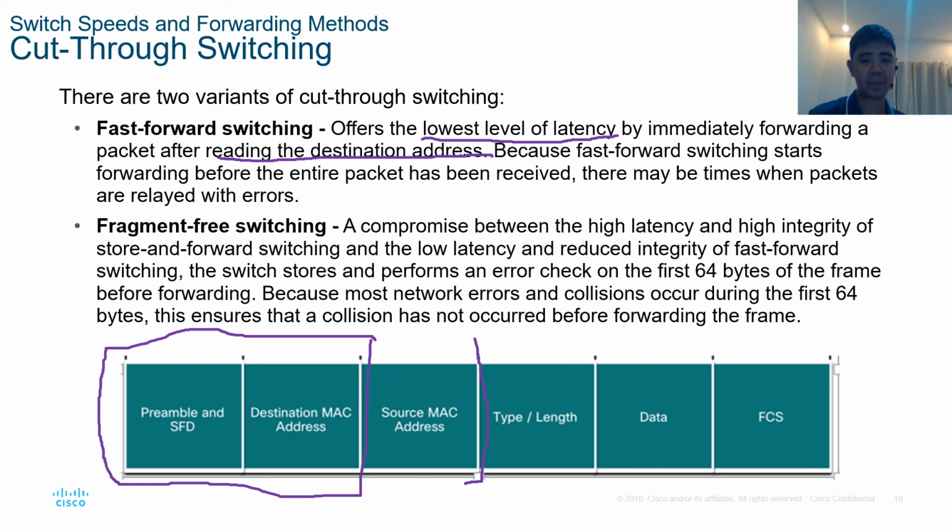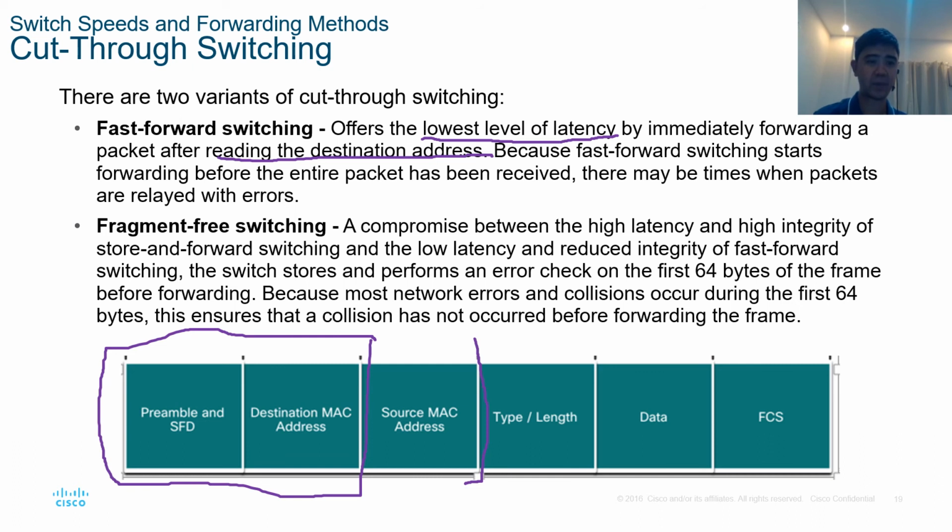So latency is lower, but the problem is there's no error checking. There may be an instance where the switch forwards the frame, the destination device receives it, and there's an error. So what will happen is a resend. This is one reason why fast forward is not as popular as store and forward. Still, most switches prefer store and forward.